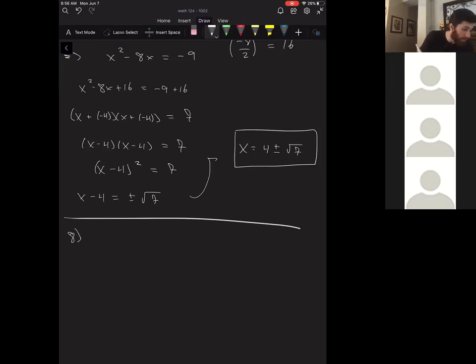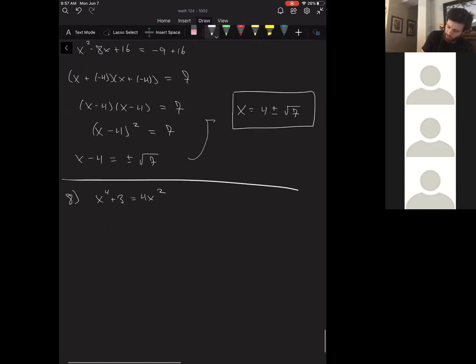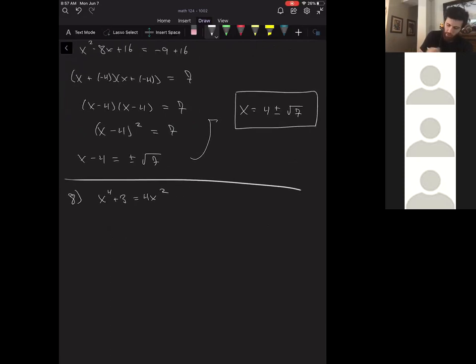So what this one is asking us to do is x to the 4th plus 3 is equal to 4x squared. Usually we just have an x squared and an x, but now we have an x to the 4th and an x squared. Let's just move everything to one side and set it equal to 0. So we're going to subtract that 4x squared over. So we'll have x to the 4th minus 4x squared plus 3 is equal to 0.